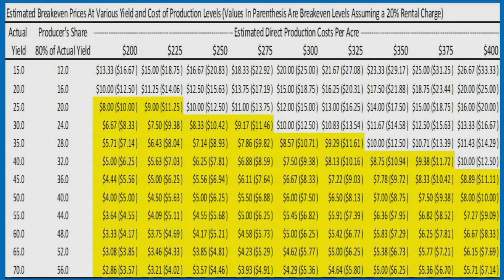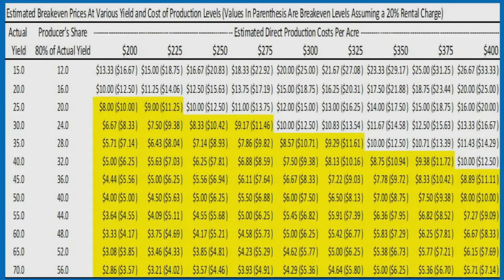The dollar values in parentheses are those based on the producer share. So the first dollar value is going to be based on if that producer owns the land, doesn't have to pay rent. The value in parentheses is going to be if he's paying a 20% share rent.